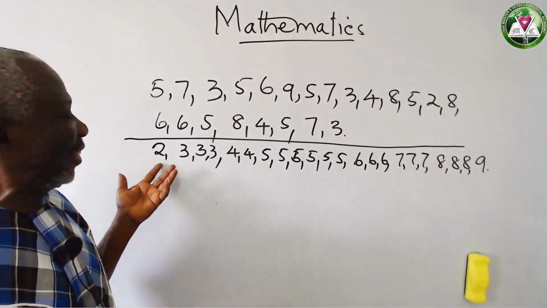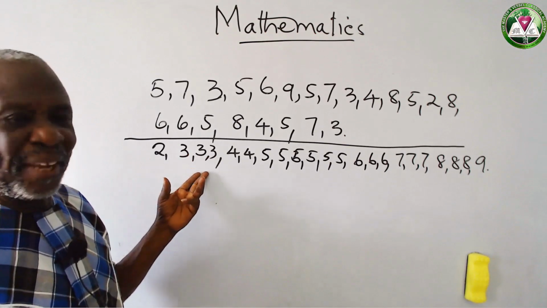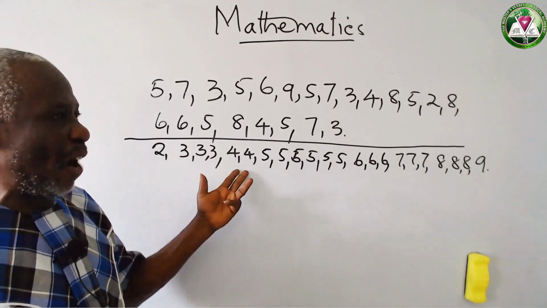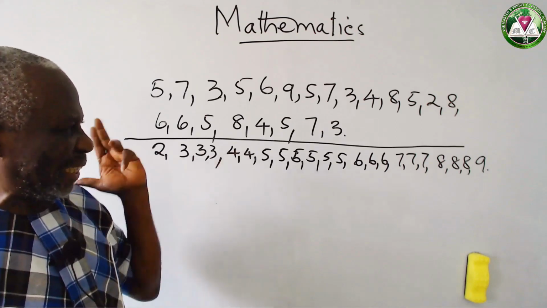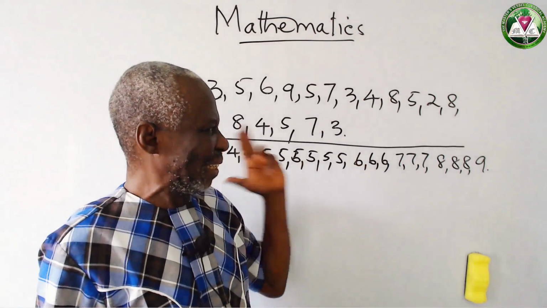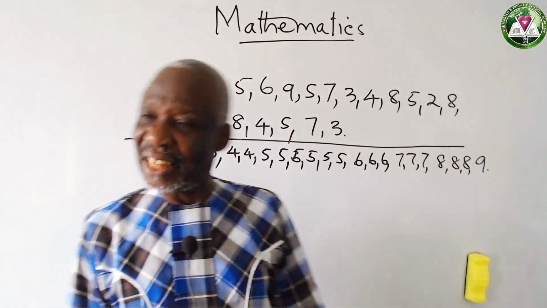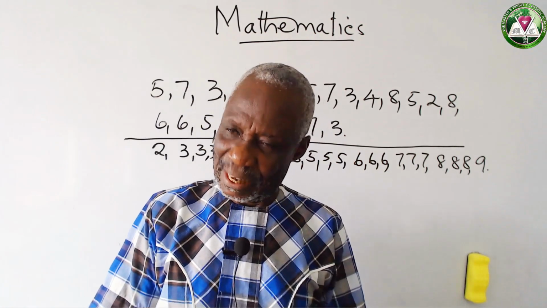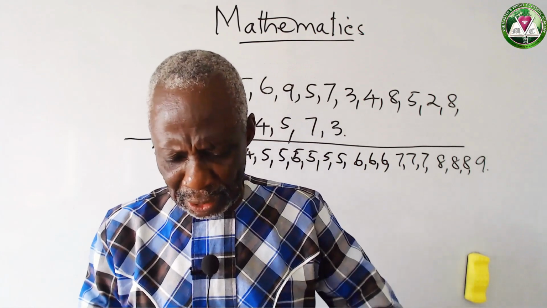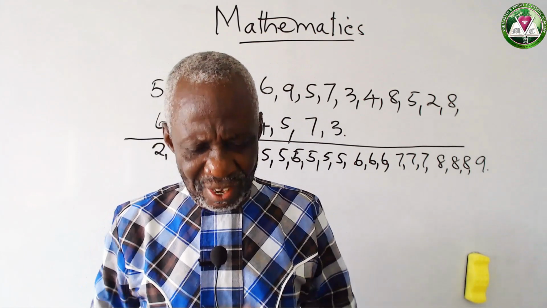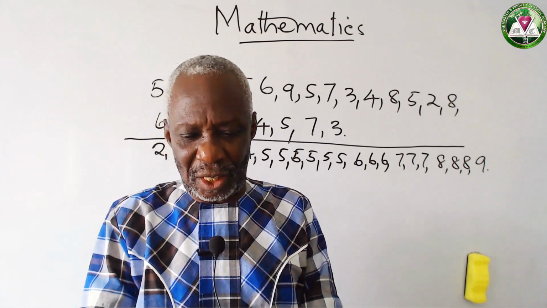Let's look at it. We are saying that 2 appeared only once. 3 appeared 3 times. 4 appeared twice. 5 appeared 6 times. 6 appeared 3, 7 3, 8 3, and 9 1. That is what we are saying. Can we tabulate this? Yes, I know you can. But let us tabulate it very quickly. You do that by yourself. Tabulate it by yourself. Quickly, quickly, quickly.